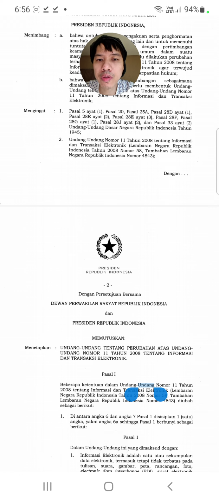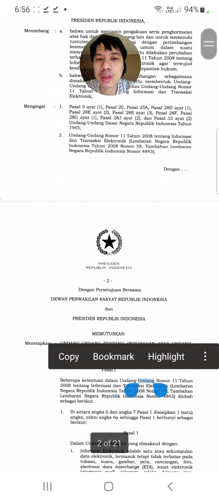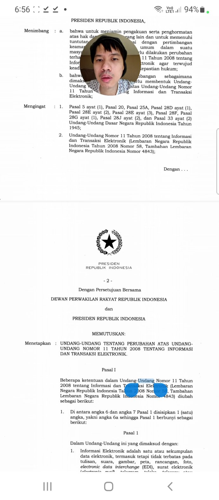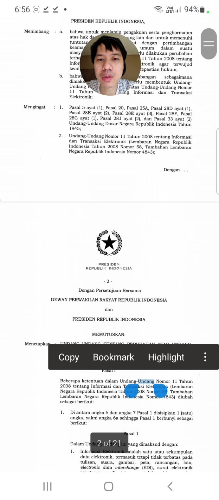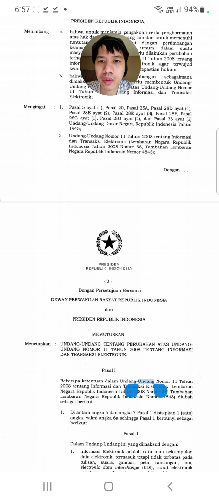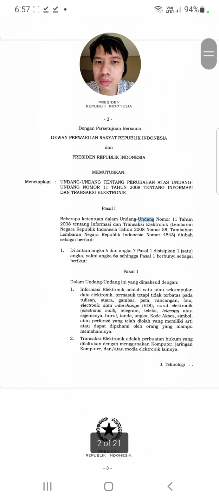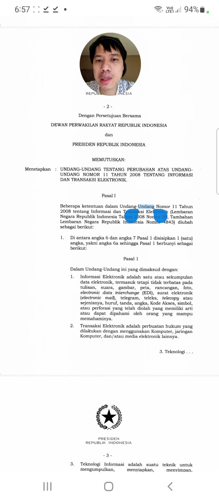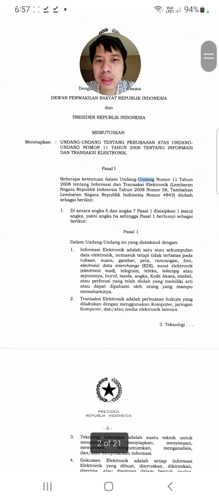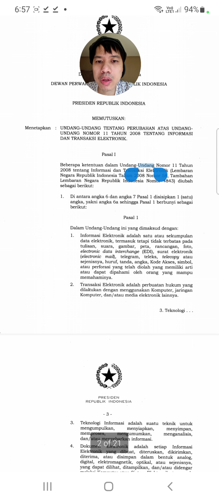And this is a referral to previous laws. Referral to the other higher constitution, like the basic constitution, the highest of the highest constitution, right? These are the referral to chapter 5 verse 1, chapter 20, chapter 25A, and so on, and also referral to the previous constitution. So this is the council of the representatives of the people of the Republic of Indonesia, together with the president, decided the renewal of the previous constitution.